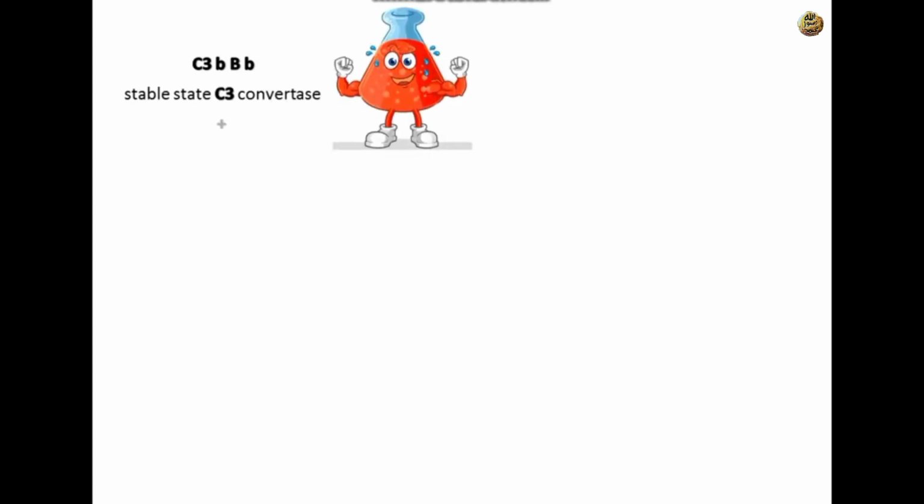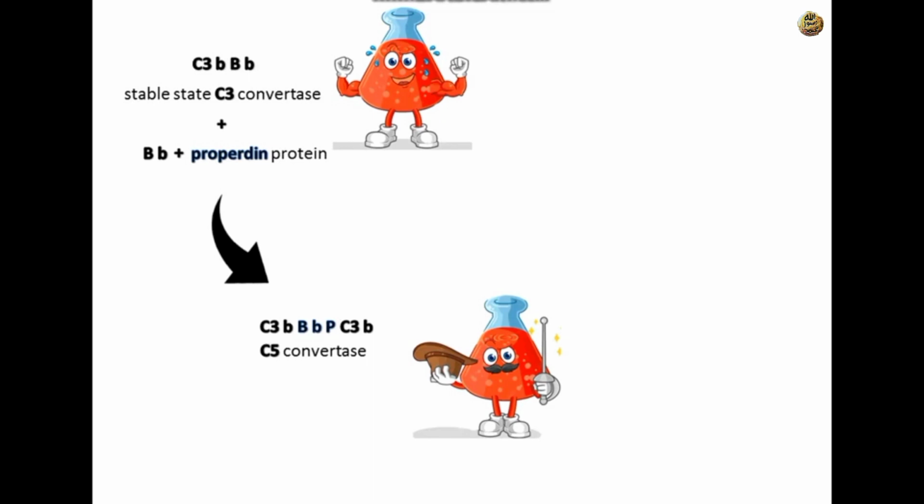Then along with fluid phase C3 convertase, another molecule of C3b and a properdin protein combine to form a complex, C3bBbP-C3b. This complex plays the role of C5 convertase. Actually, this complex is analogous to the C5 convertase of the classical pathway. The C5 convertase works on C5 protein, cleaving it into C5a and C5b.